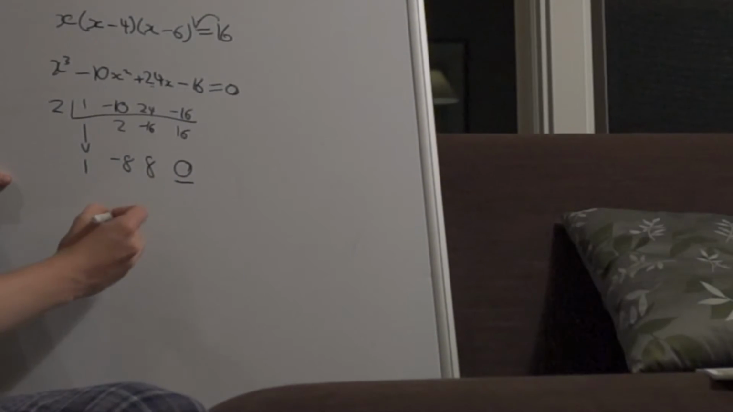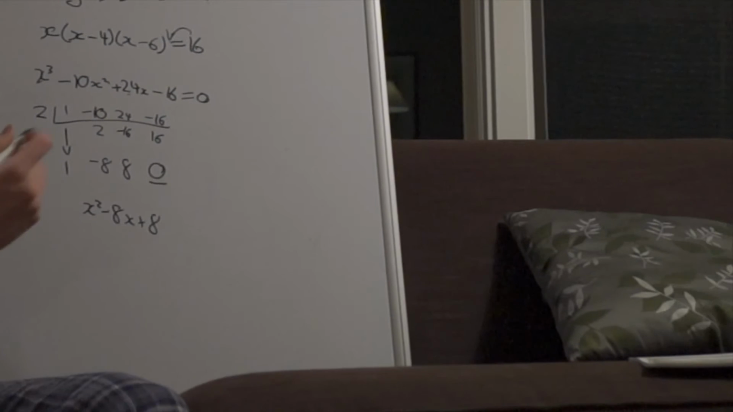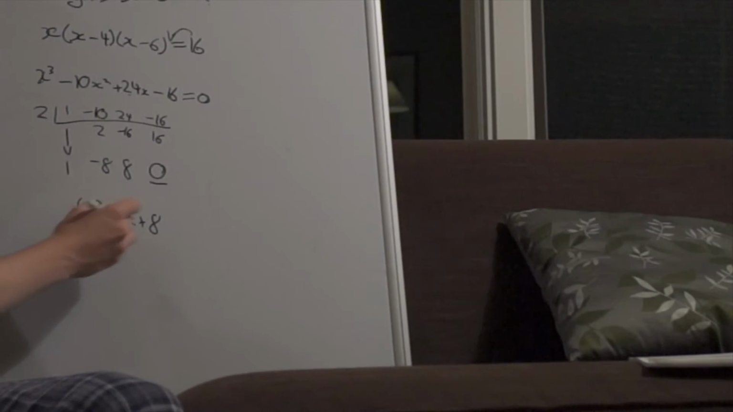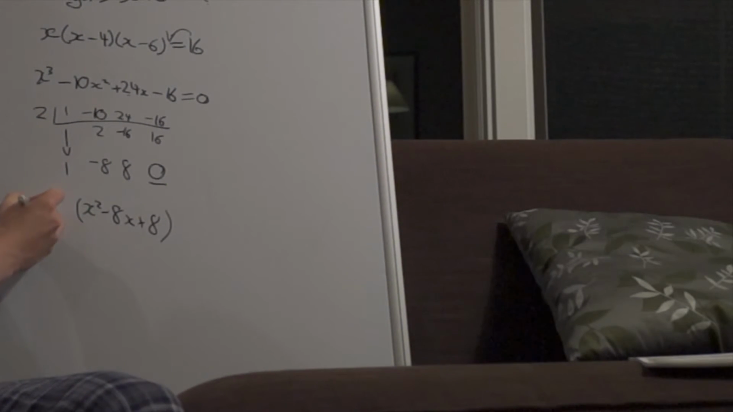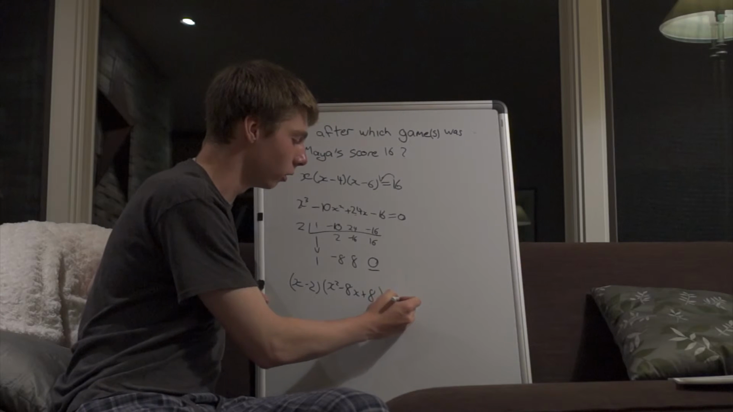From this, we can take the quadratic x squared minus 8x plus 8. Since it's 2 that's the factor this time, we can put x minus 2 right in front of it. Since this equation up here was equal to 0, this is also going to equal 0.